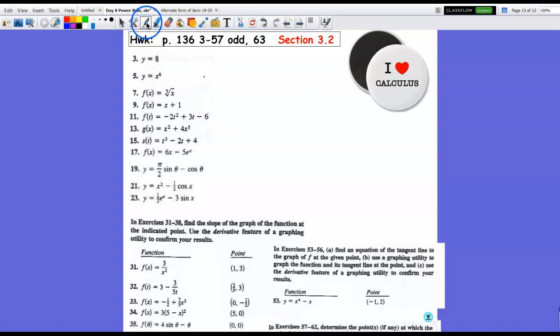So I'm going to jump down to 31. Let's start by reading the directions. In these exercises, find the slope of the graph. So we know that that means derivative.